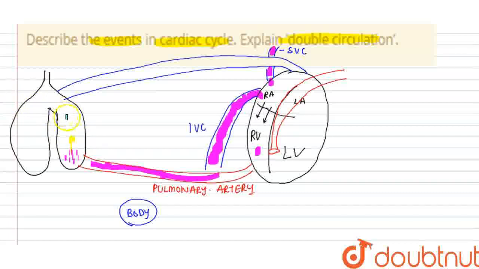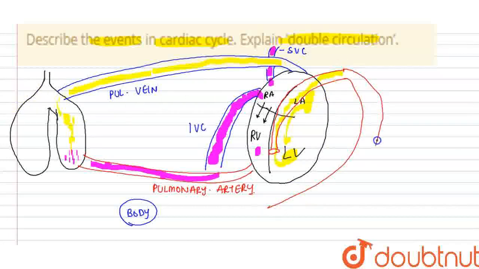I should have drawn it with blue, but now it will be in yellow color. So our blood got oxygenated. It will be transferred through the pulmonary vein. This pulmonary vein will carry the oxygenated blood to the left auricle. So the left auricle will receive the oxygenated blood, and through the valve it will be transferred to the left ventricle. From the left ventricle it will be pumped into the aorta, and from the aorta it will be transferred to the body.